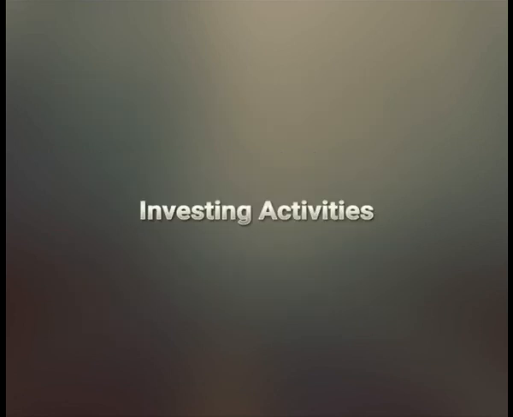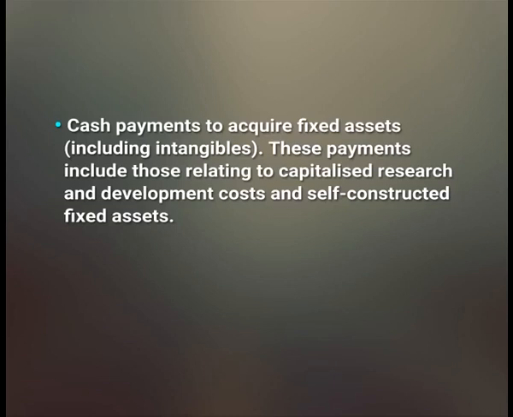Second one is investing activities. After operating activities, we have investing activities, which says the cash flows arising from investment activities represent the extent to which expenditures have been made for resources proposed to generate future income and cash flows. Examples of cash flows arising from investing activities are: first one, cash payments to acquire fixed assets including intangibles.